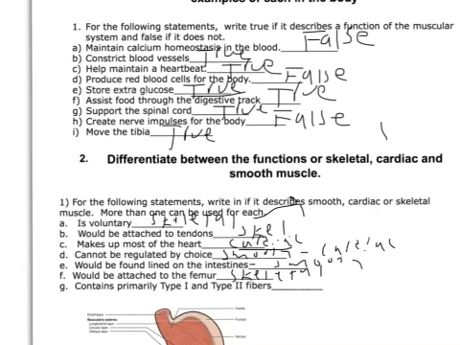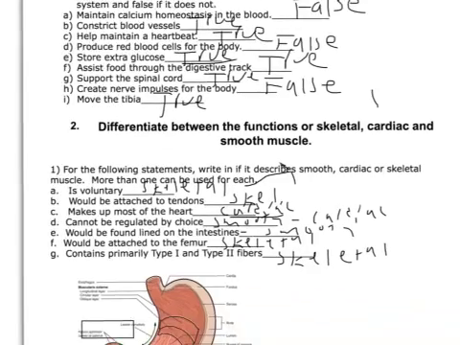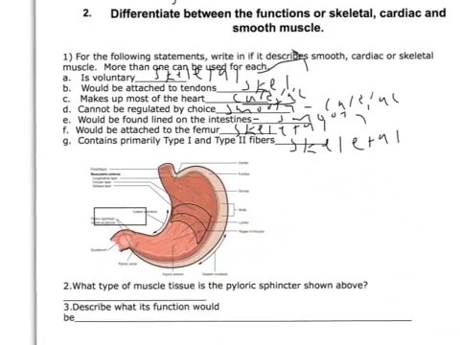All right. Contains primarily type 1 and type 2 fibers. Well, we've learned that skeletal muscles have 3 different types of fibers. These are 2 of them. So that is skeletal. Skeletal. And my handwriting is somewhat illegible, but hopefully you can hear me talking. That's the key here.